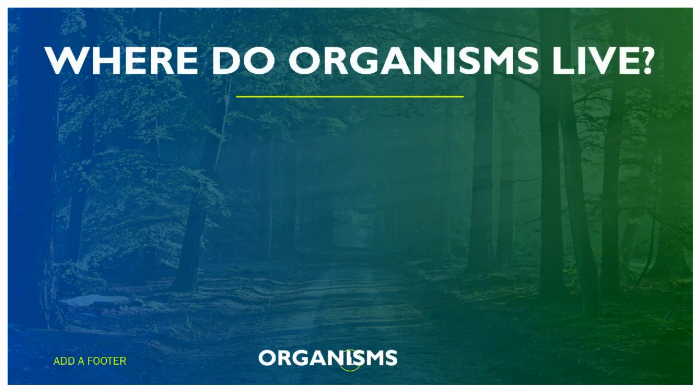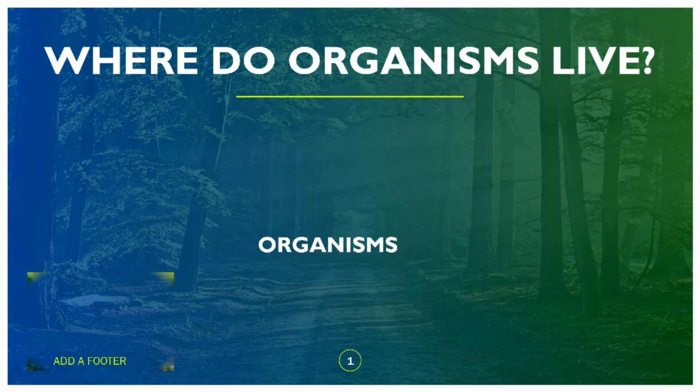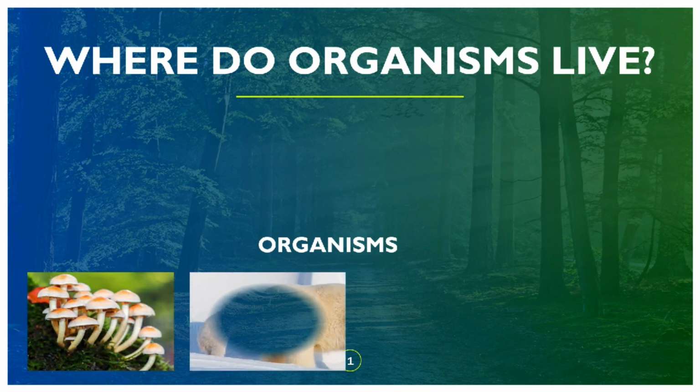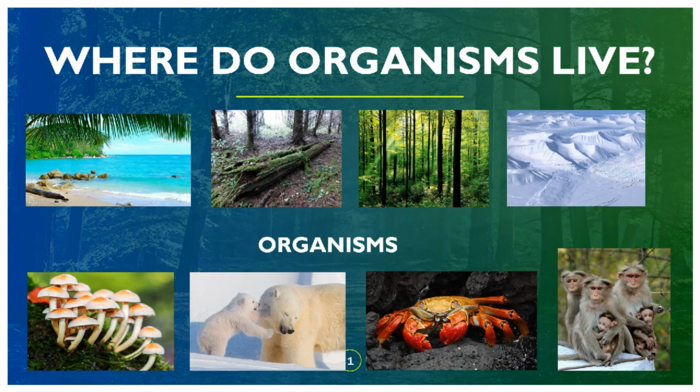So we have here organisms: mushroom, polar bear, crab, and a monkey. Then we have the habitats: beach, log, forest, and the Arctic. So what you are going to do is to match the organisms to their respective habitats, or the place where they live. Okay, now do you have your answers? Let's see if your answers are correct.